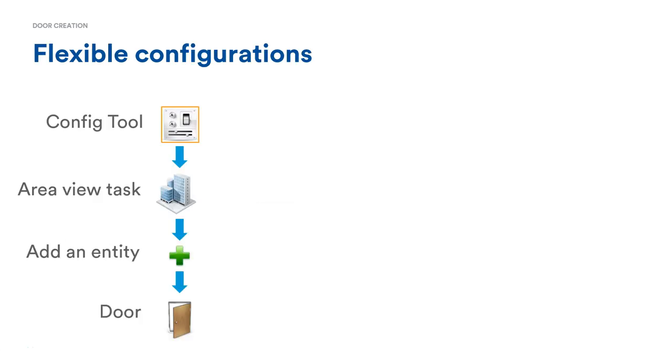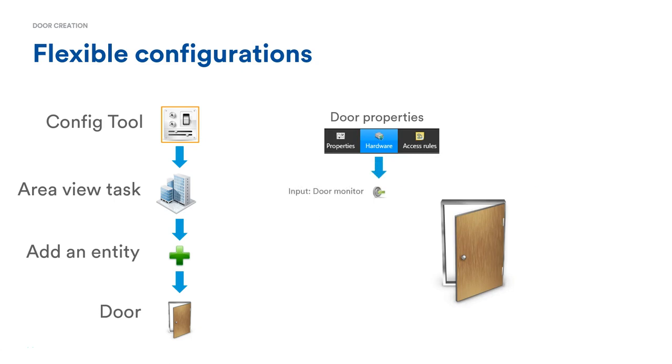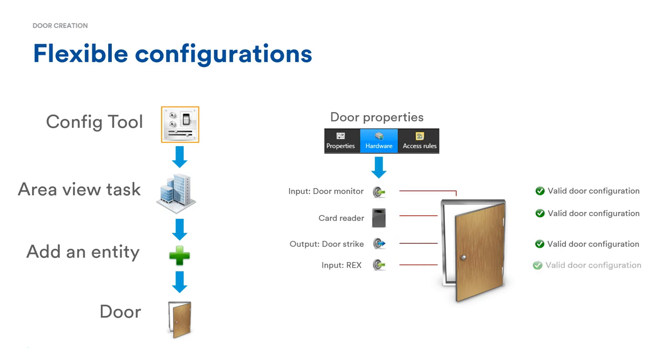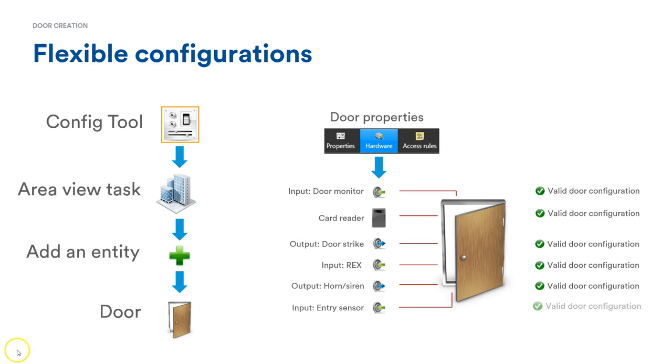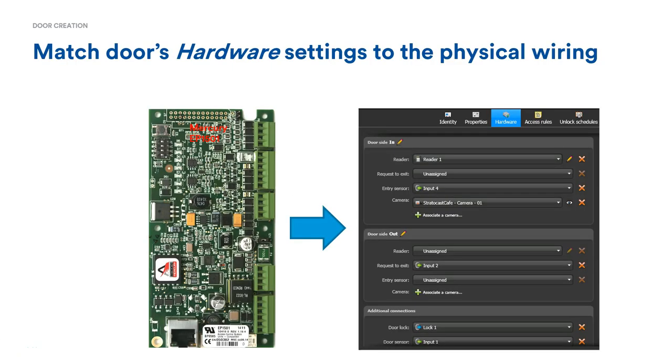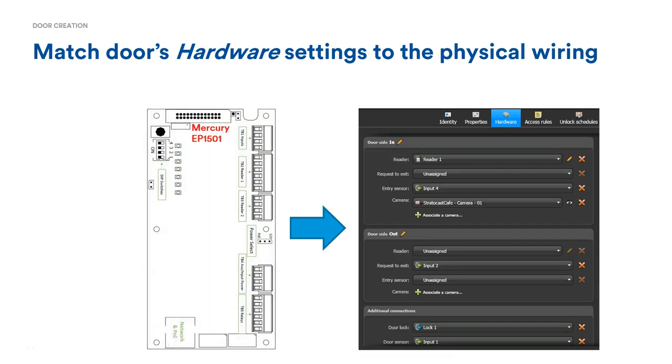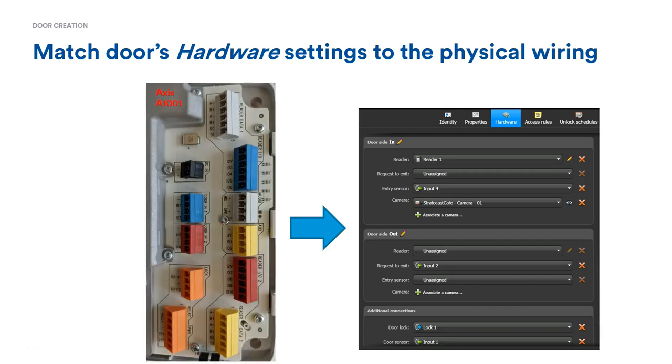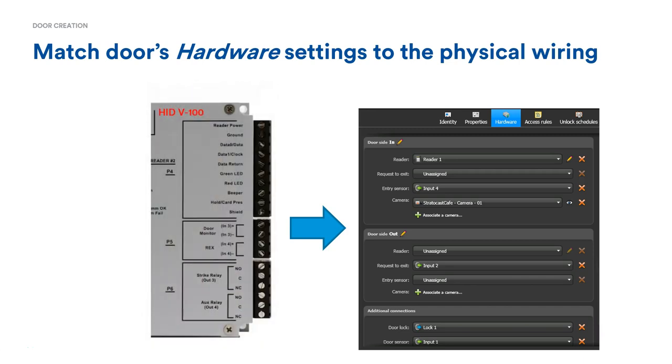But each door is made up of something more. Found in the Hardware tab, it can include inputs, readers, door strikes, request to exit, various outputs, and other inputs. This image shows how wiring on the controller matches up with software selections. And in my case, if I get something wrong, it's usually corrected very simply from the drop-down menu.